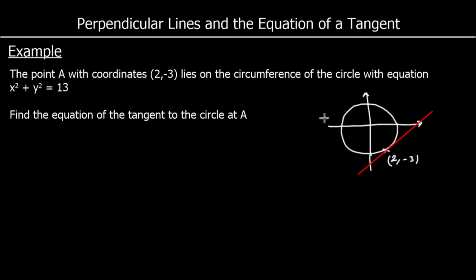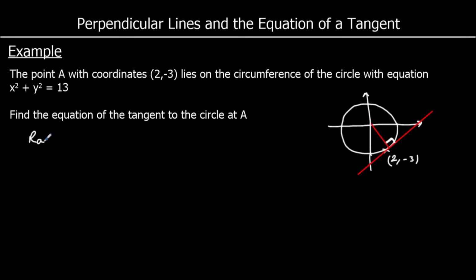How can we do it? Well, we can use the fact that a tangent meets a radius at a 90-degree angle. That's a circle theorem. The tangent meets the radius at a 90-degree angle. So we can say the tangent and the radius are perpendicular lines. So if we find the gradient of the radius, we can use that to find the gradient of the tangent.